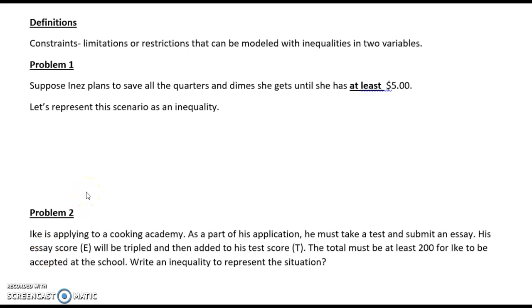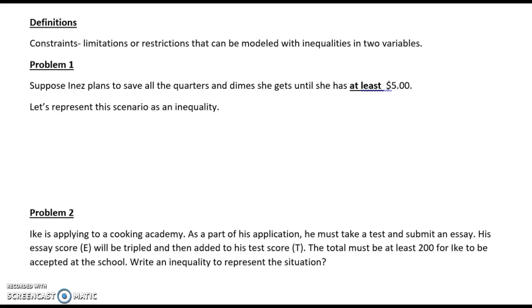So first we got to talk about constraints, and those are limitations or restrictions that can be modeled with inequalities in two variables. So you're looking for keywords like at most, at least, the greatest. Those words offer constraints for our problems.